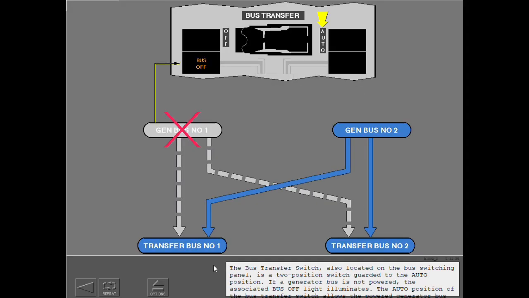The bus transfer switch, also located on the bus switching panel, is a two-position switch guarded to the auto position. If a generator bus is not powered, the associated bus off light illuminates. The auto position of the bus transfer switch allows the powered generator bus to automatically supply the opposite transfer bus. The powered generator bus then supplies both transfer buses.